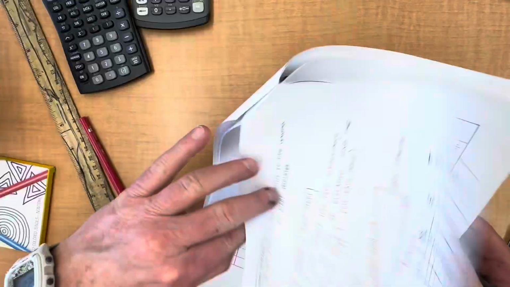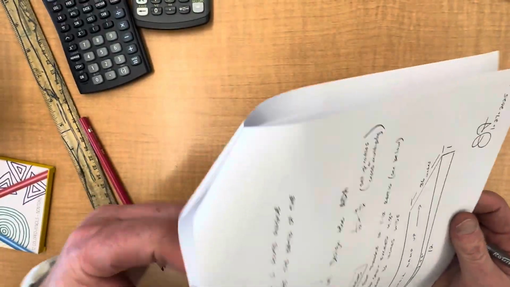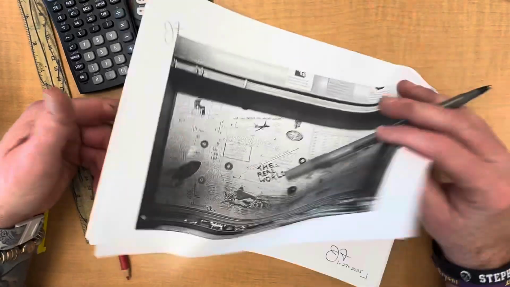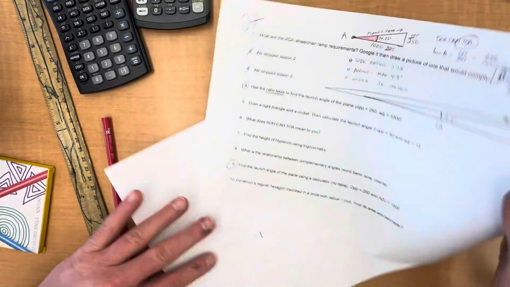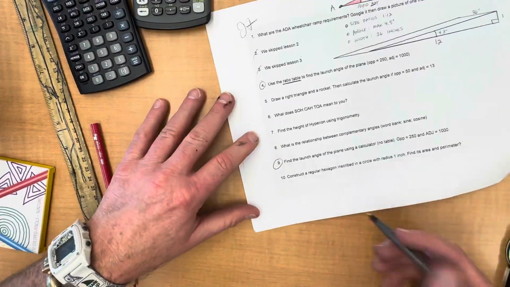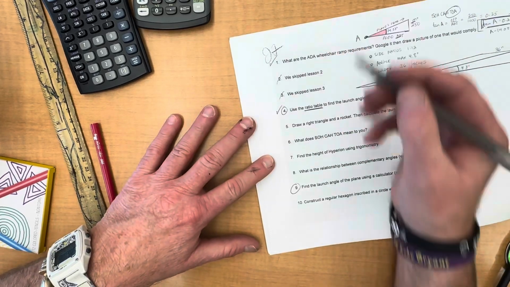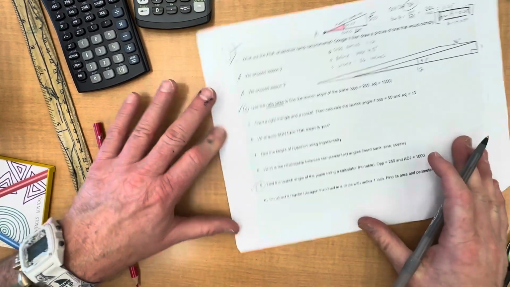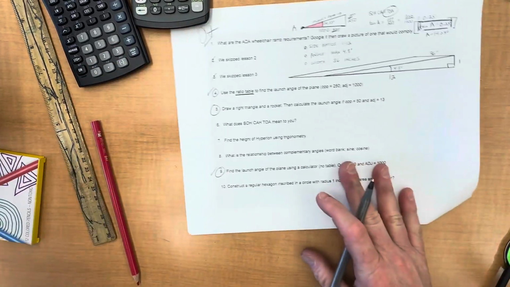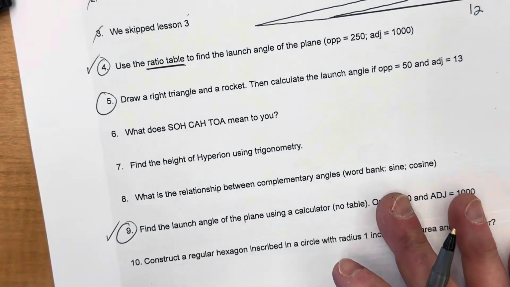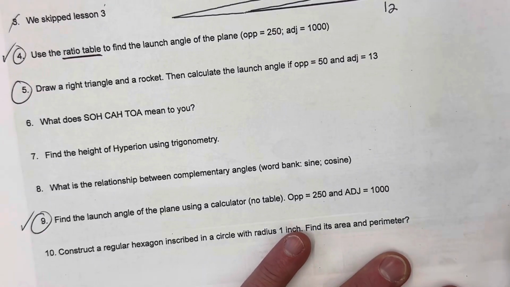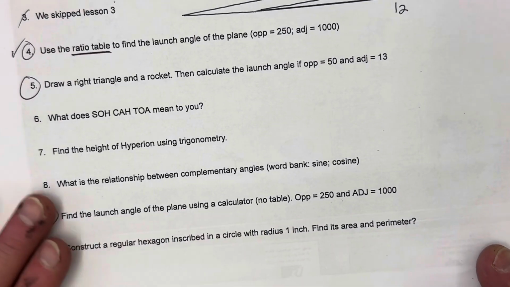Anyway, killed 2 birds with 1 stone by jumping the gun a little bit. Well, let's go back to all the questions. Okay, so remember, you got this sheet, and we got 10 questions. All right, so 4's done, 1's done, 9's now done. Now, number 5, here we go. We have to draw a right triangle and a rocket. Then calculate the launch angle if opposite is 50, adjacent 13.